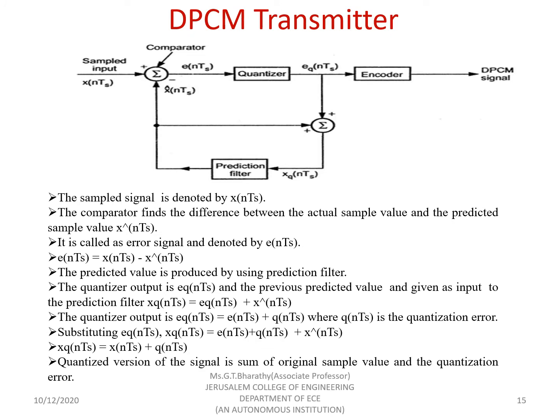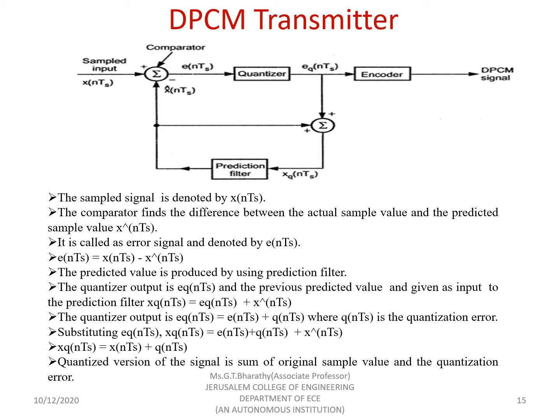So this is the practical implementation of a DPCM transmitter, where we have the sampled input. If x(t) is an analog signal, it will be converted into a digital signal by taking samples at every Ts, which is represented by nTs. So the sampled input is x(nTs), which is given to a comparator, where it finds the difference between x(nTs) and x cap of nTs.